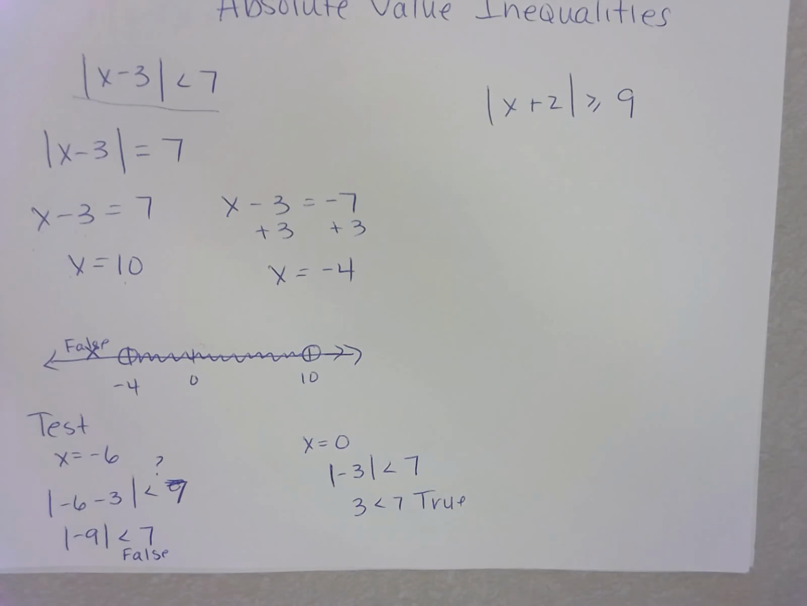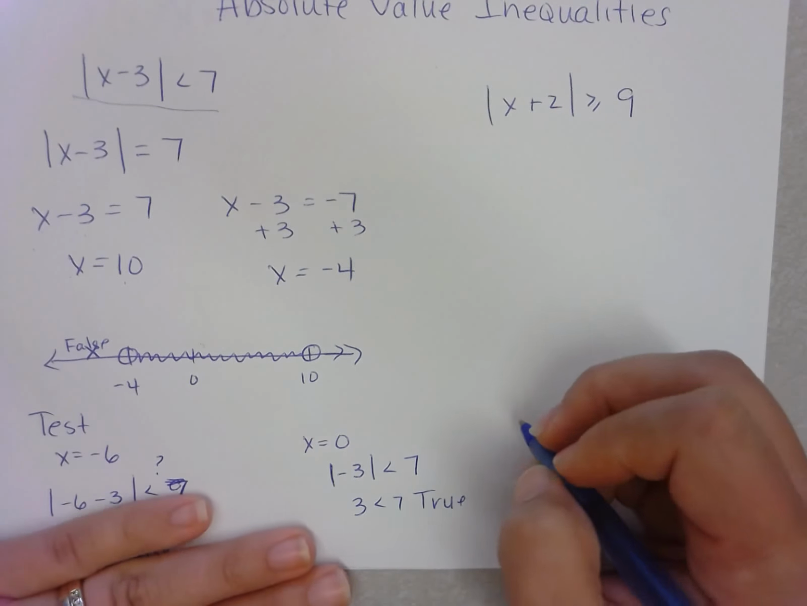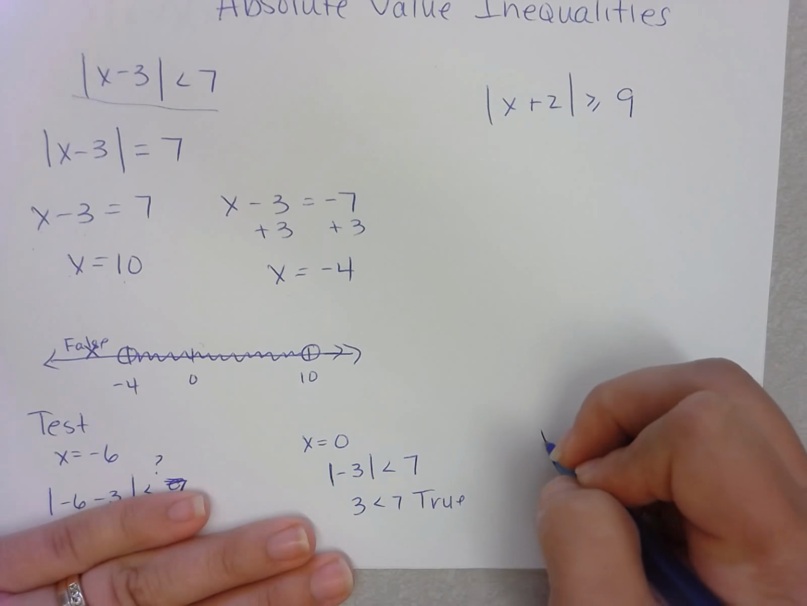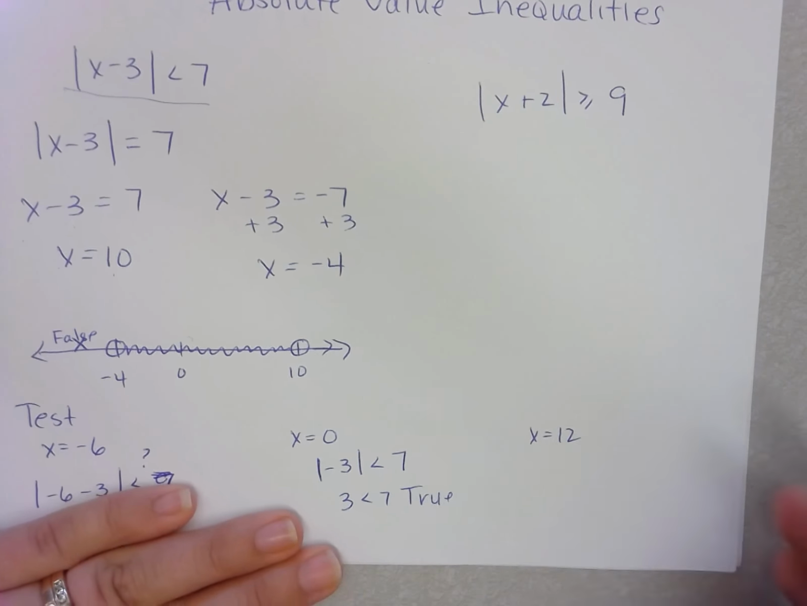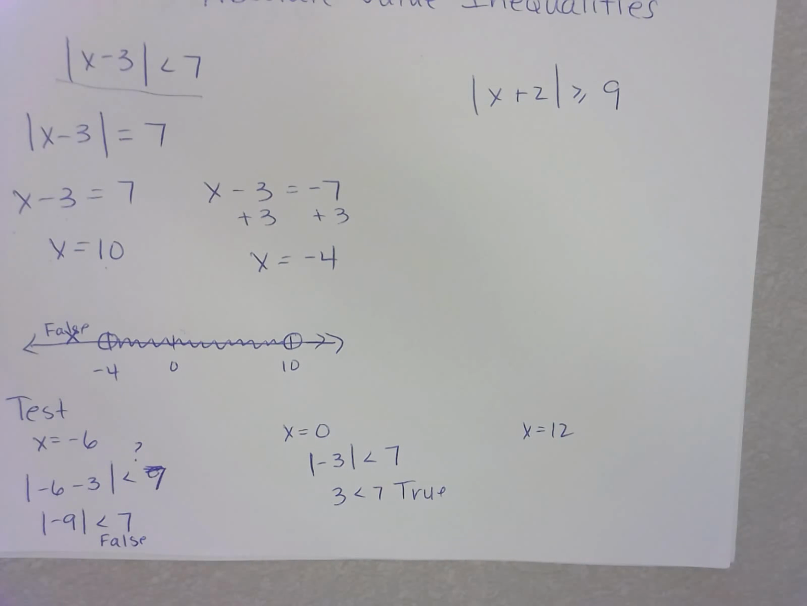Okay, so now the last thing I can check is a number that's bigger than 10, so let me try 12, for instance. I can pick any number bigger than 10, just not 10. Any number bigger.